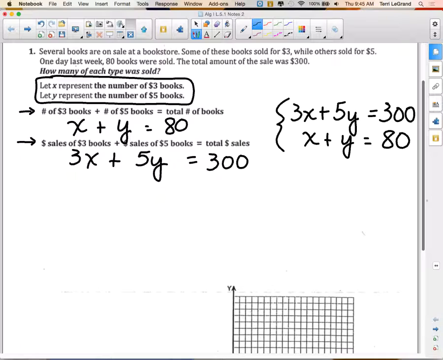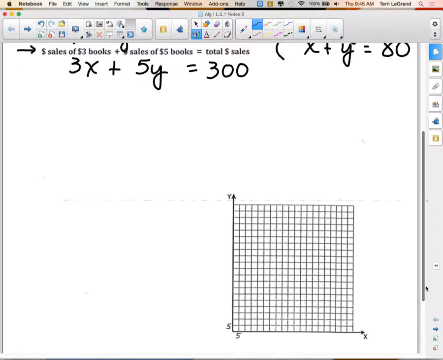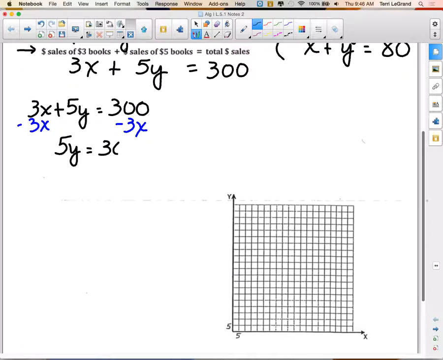Okay, let's get ready to graph them. So we have our 3x plus 5y equal to 300. We have to get the what alone? The y alone. Go ahead and do that. Get the y alone. What do we have to do first? Subtract the 3x. We want the y's alone. What's our next move? Divide by 5.